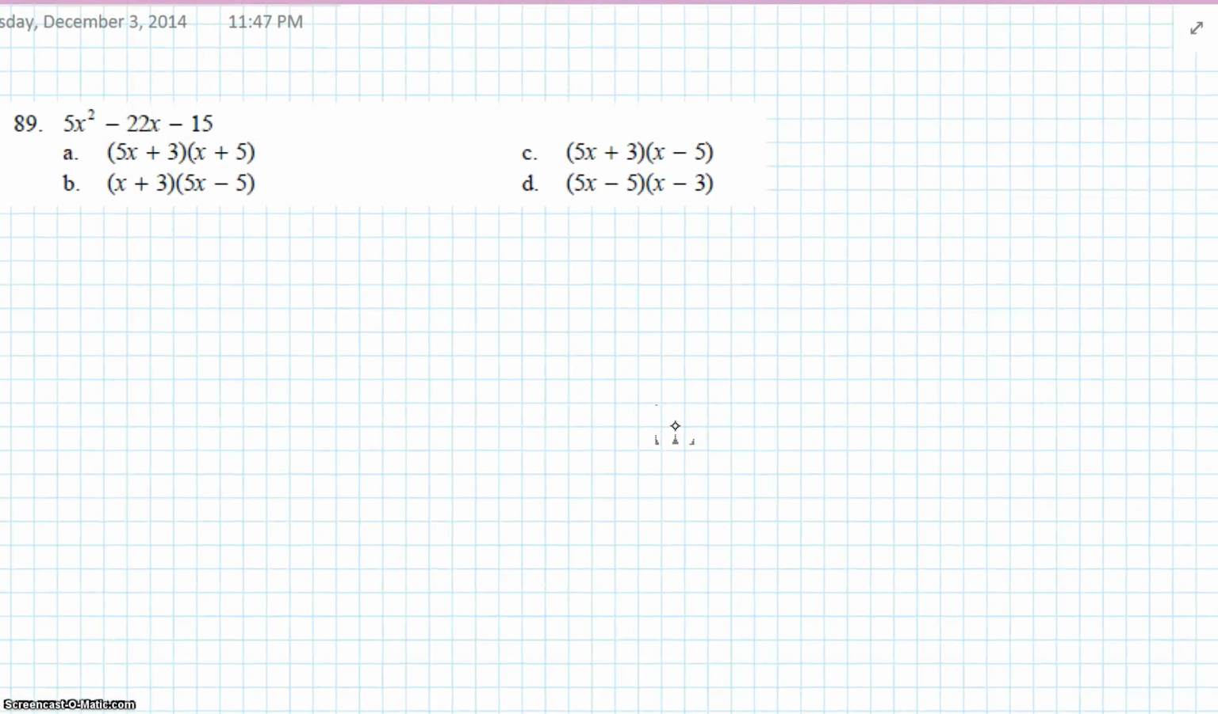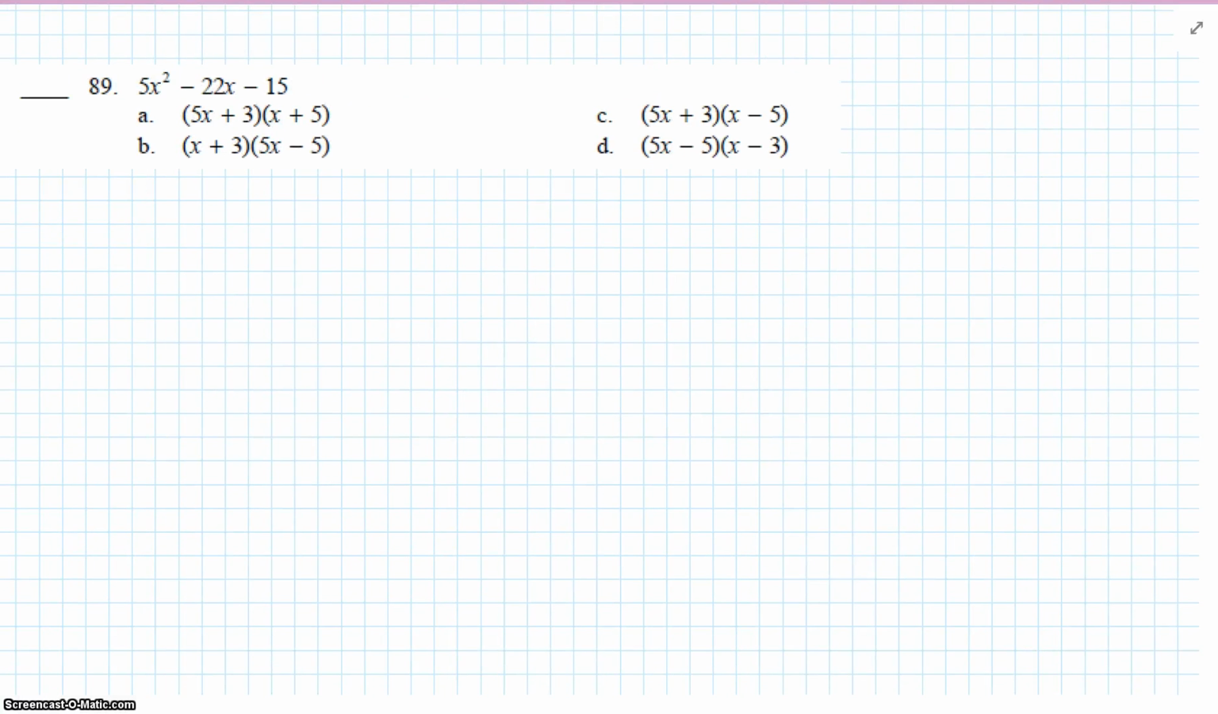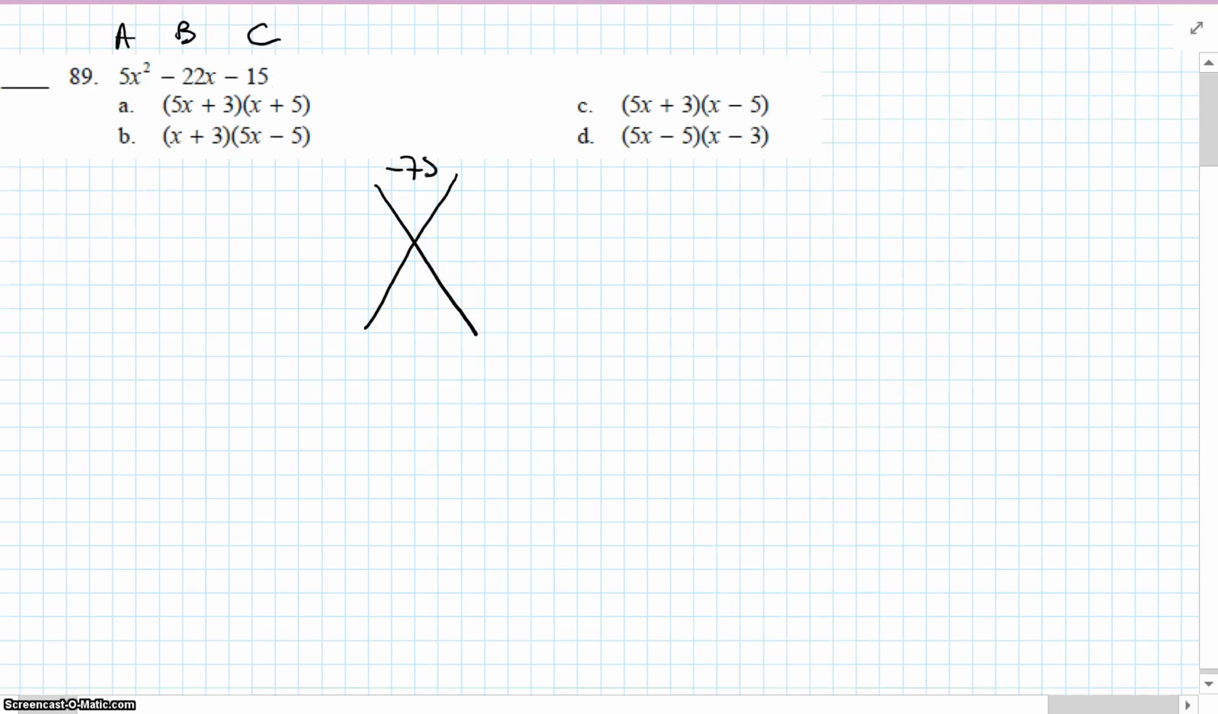89. 5x squared minus 22x minus 15. Okay, no GCF, so we can x factor this. Our a times c value, so that's our a, our b, and our c. So negative 15 times 5 is negative 75. Our b value is negative 22. So I need a positive and negative number, negative number being bigger, to have a product of negative 75 and a sum of negative 22.